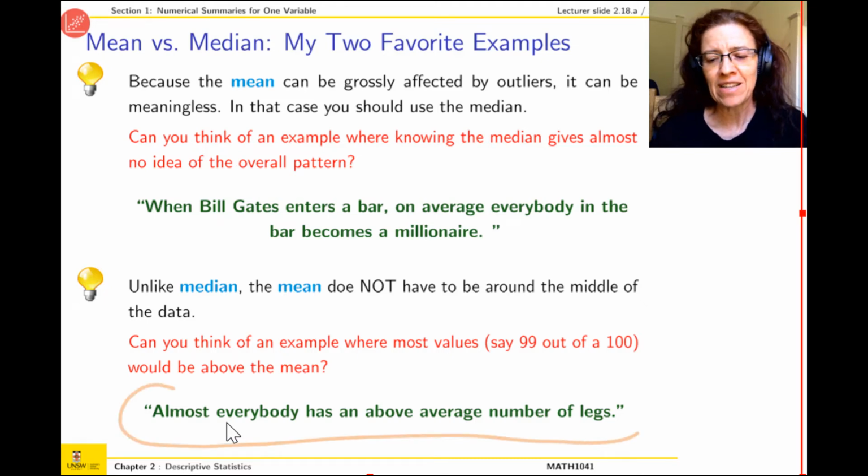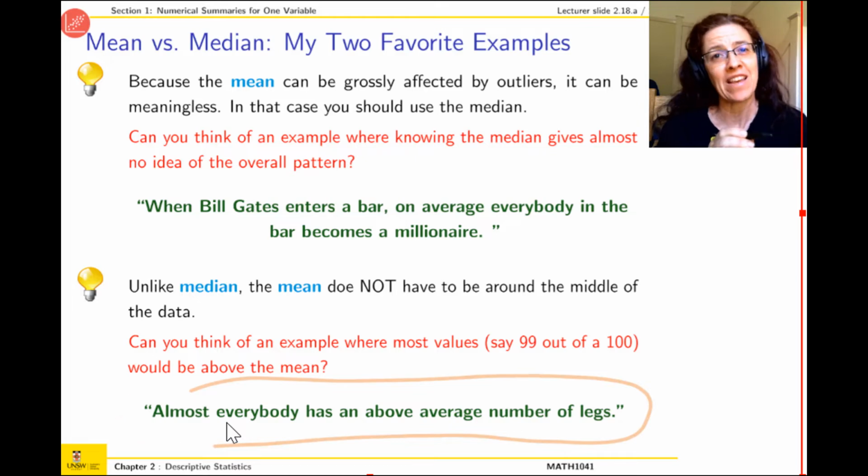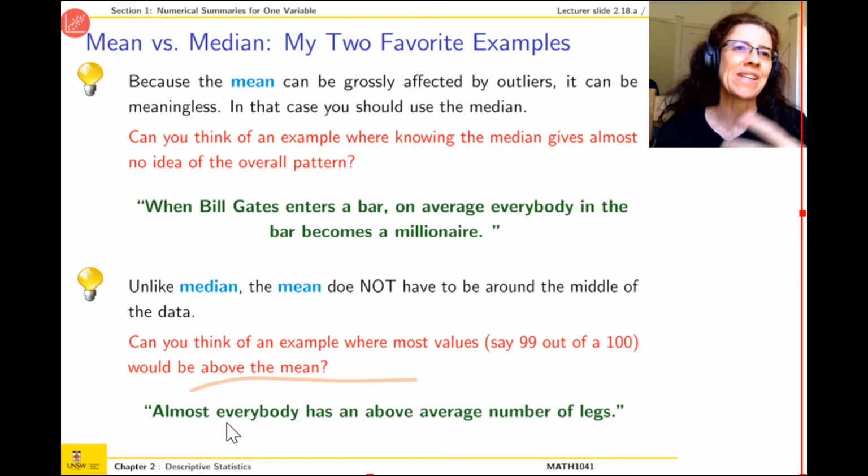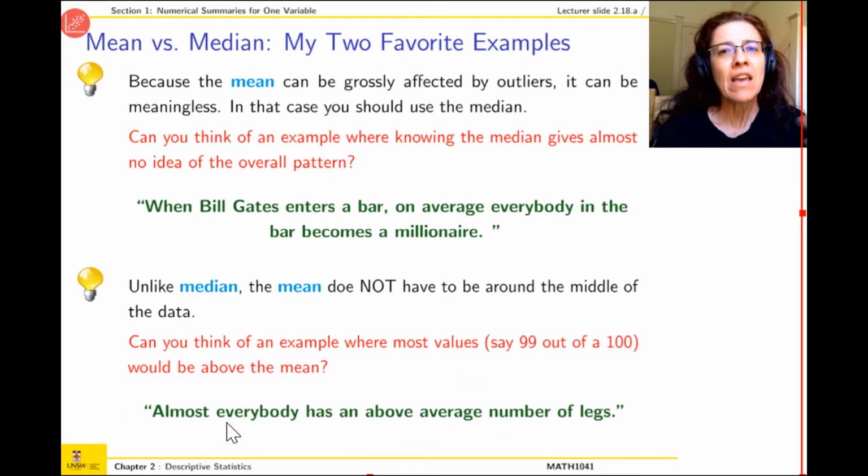Now let's look at an example where the mean is not at all around the middle of the data. Almost everybody has an above average number of legs. Yes, you can imagine that someone had an accident or something, so not everybody has 2 legs, but the average number of legs of people on the planet would be 1.99999, and 99.99999% of people have 2 legs, so they have a number of legs which is above average. So the mean and the median are quite different.